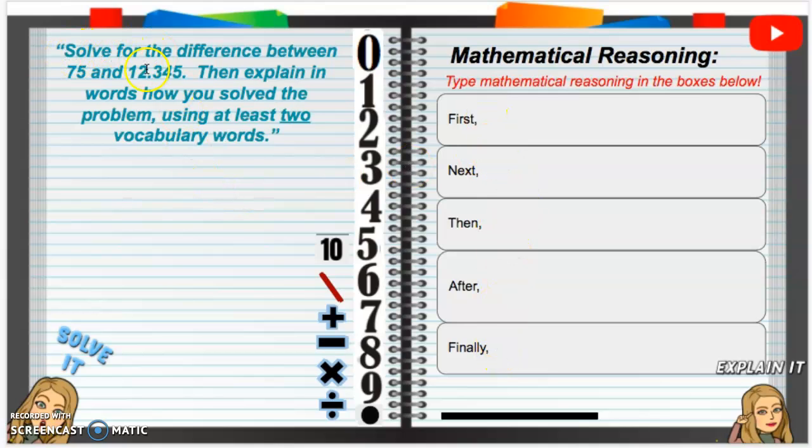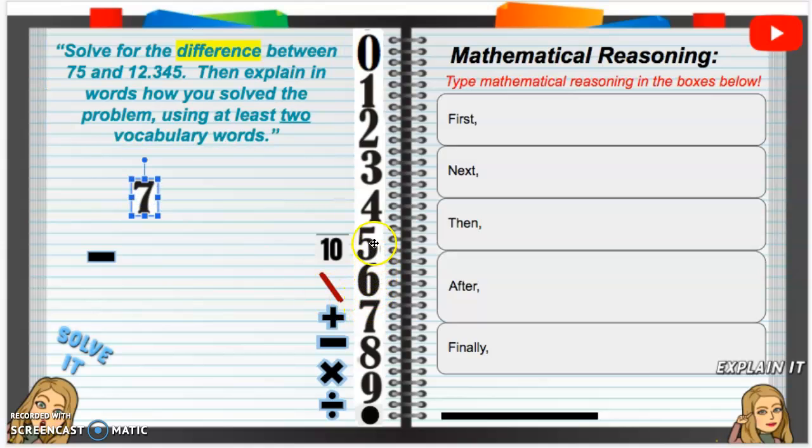All right, so first, we need to solve it on this side, as my little Bitmoji says. So solve for the difference. What does that word difference mean? Oh yeah, that means subtraction. Woohoo! So we are going to have subtraction. The difference between 75 and 12 and 345 thousandths. Which is the bigger number? Well, the 75 is the bigger number, so the bigger number, remember, goes on top.